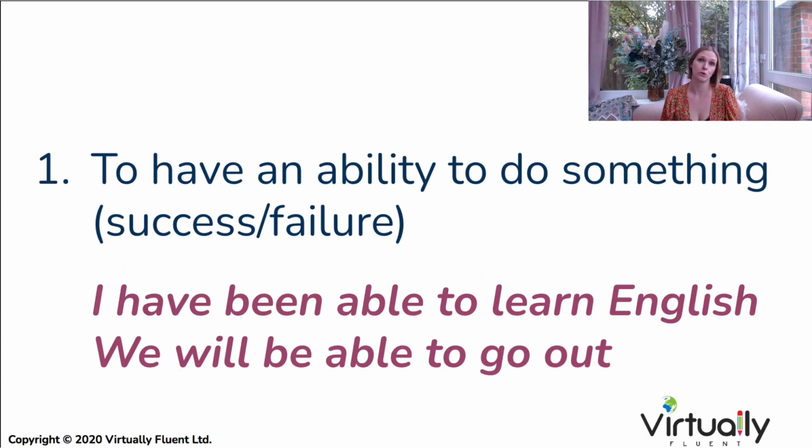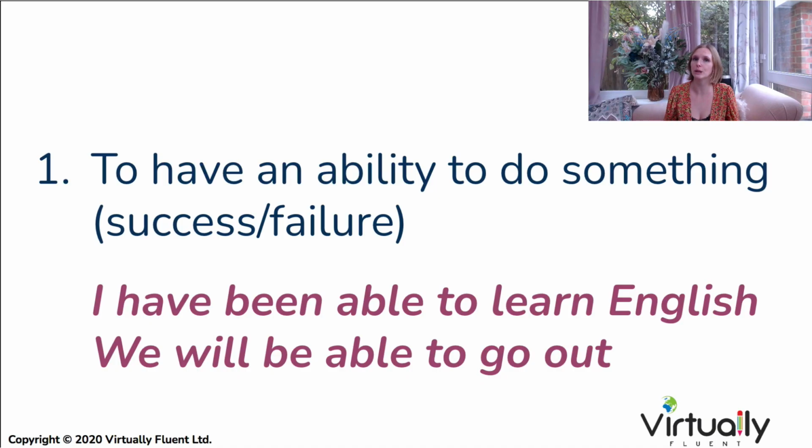Now, this is also used to talk about an ability, actually in any tense, but this is slightly different because it's not necessarily a skill, but something that has been a success or a failure. So it's a sort of one-off situation. For example, I have been able to learn English. You were given that possibility, that availability, and as a result, I've been successful and learned English.